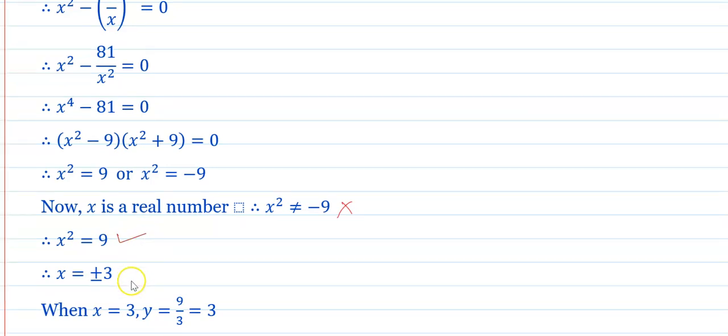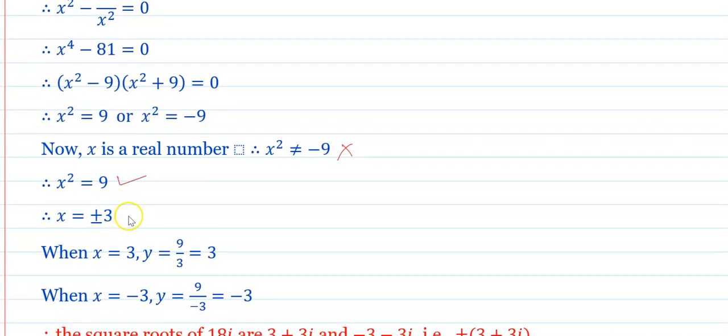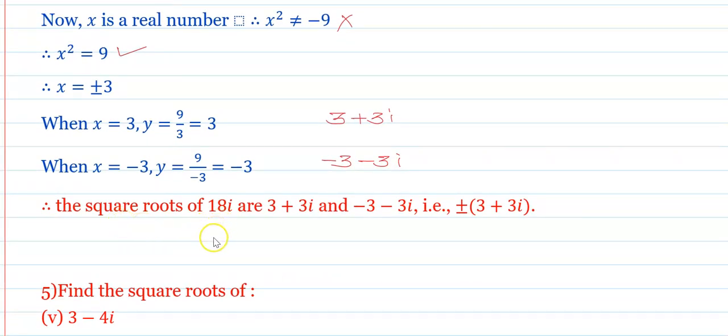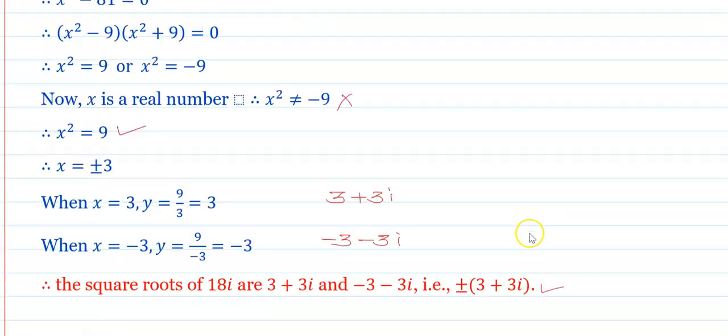x square is equal to 9. Taking the square root, you will get x is equal to plus or minus 3. When x is equal to 3, y is equal to 3, and therefore the first root is 3 plus 3i. When x is equal to minus 3 and y is equal to minus 3, you get the second root minus 3 minus 3i, and hence the square roots of 18i are 3 plus 3i and minus 3 minus 3i, that is plus or minus (3 plus 3i), and hence the answer.